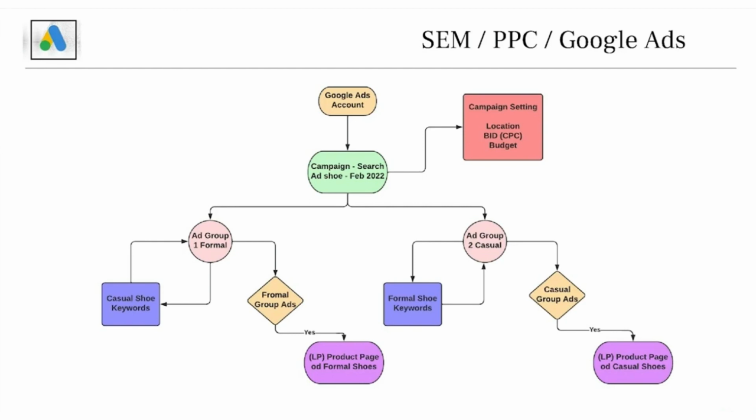A second permutation could have been that I would have created two different campaigns altogether. I would have named the first campaign Search Ad Formal Shoes November, and only this part would have belonged to the first campaign. Then I would have created a different campaign altogether, named Search Ad Casual Shoes November. This second campaign can be assumed here with a green color. So this is how the structure works.